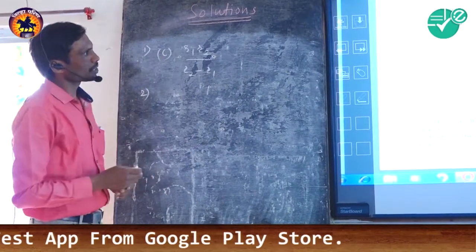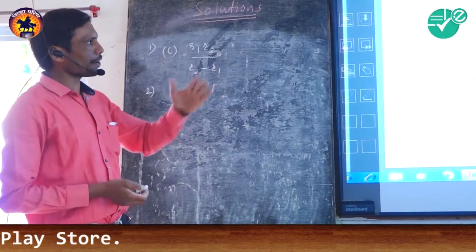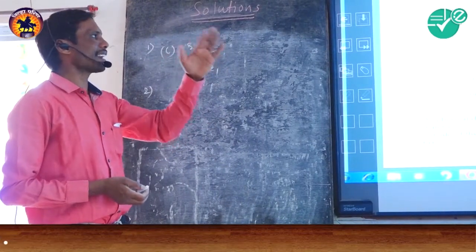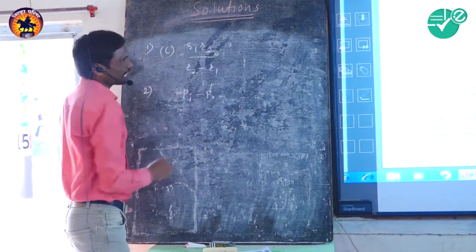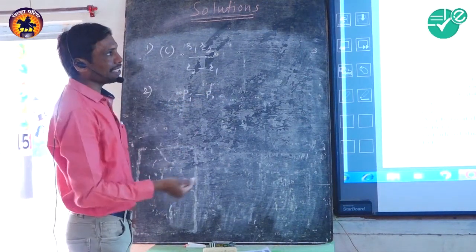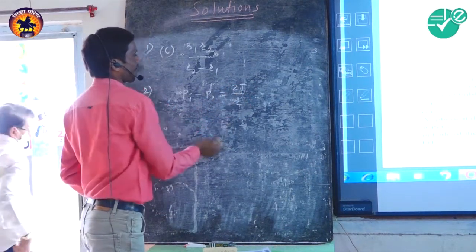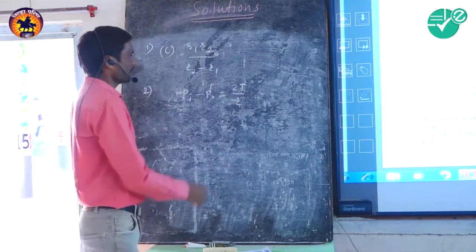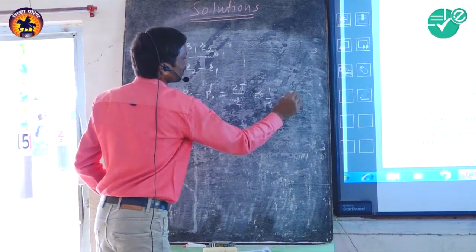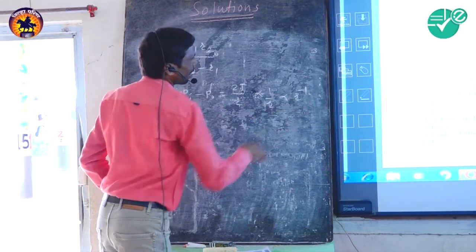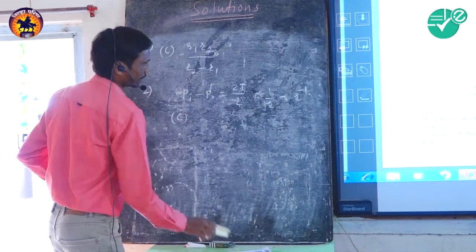Second MCQs, the excess pressure due to the surface tension in spherical liquid drop of radius R is directly proportional to. We have seen the expression for excess pressure inside the liquid drop that is equal to twice T by R. Here surface tension is constant. It means that is inversely proportional to R. It means that is proportional to R raised to minus 1. It means option C1 is correct.